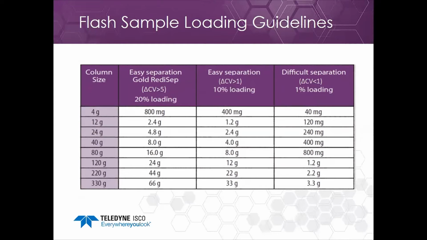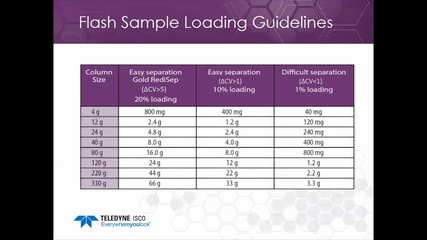So if you're using a 4-gram column, you could load 800 milligrams. If you're using a 330-gram column, you could load 66 grams of compound. If it's a little bit more difficult separation, with a delta CV greater than 1, then we suggest 10% loading on either the RediSep or the RediSep Gold. With the RediSep Gold, you maintain the resolution you're gaining, and then you're also decreasing the loading amount for the RediSep column. So now you'd only be able to load 400 milligrams on a 4-gram column or 33 grams on a 330-gram column.